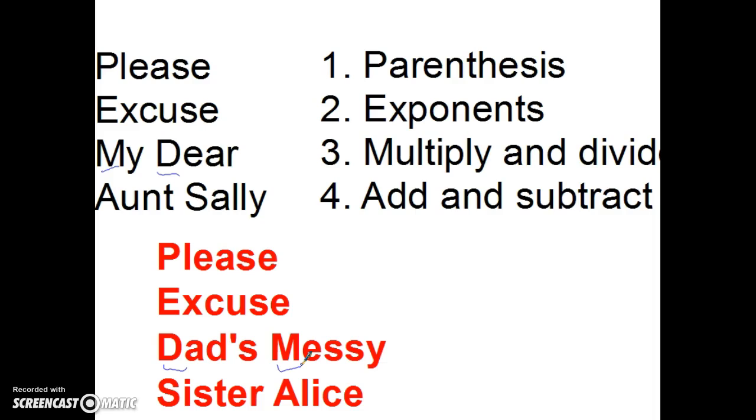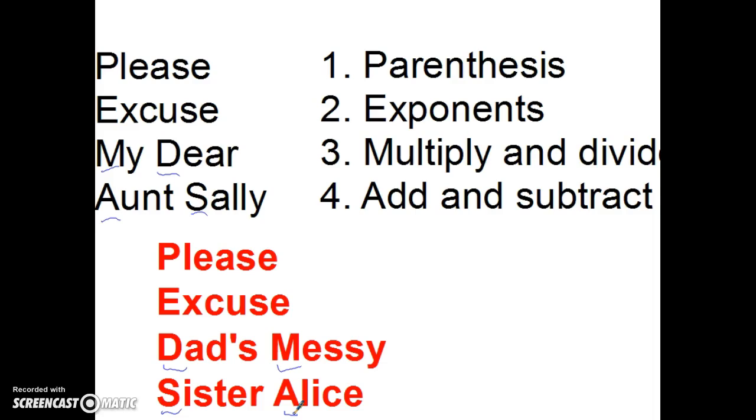They have the same power. Same thing with add and subtract. Aunt Sally and Sister Alice, whichever one's first in the line, first come, first served. Please stands for parentheses. E stands for exponents. We'll deal a little more with them tomorrow.